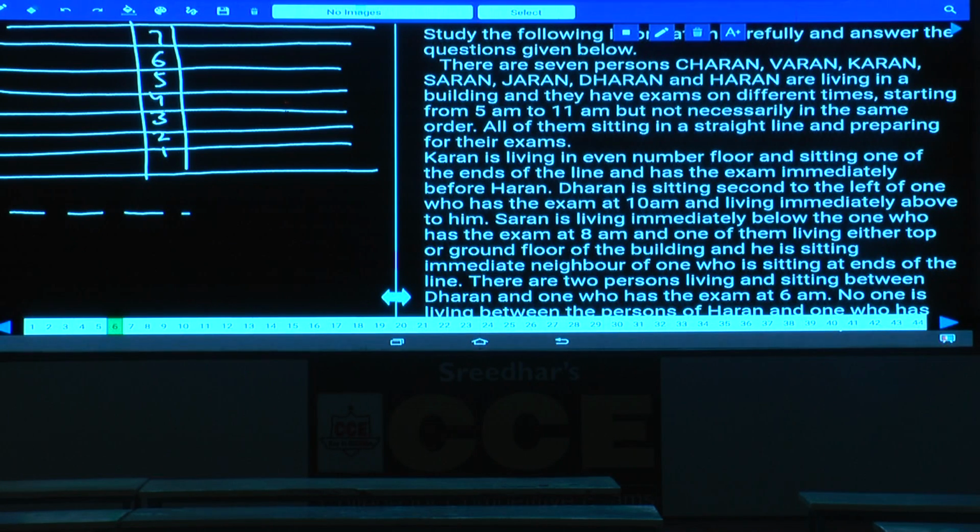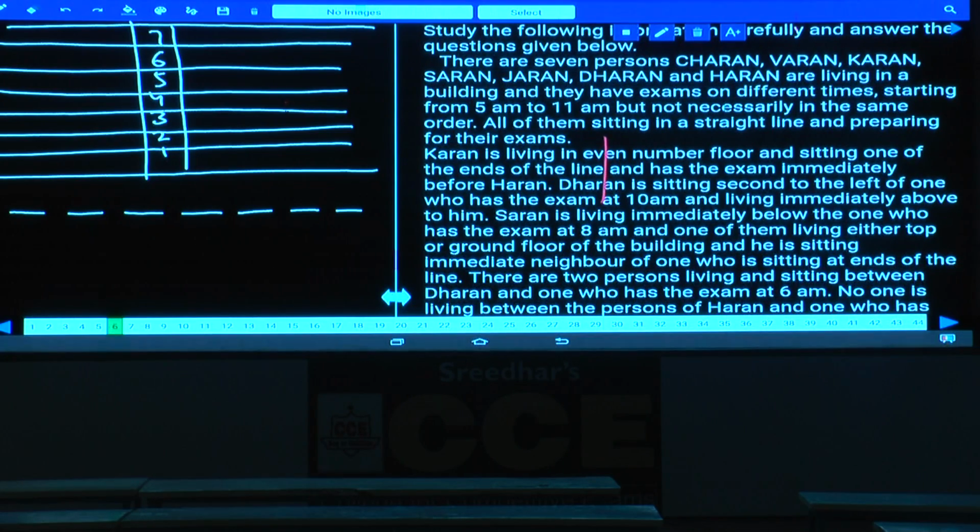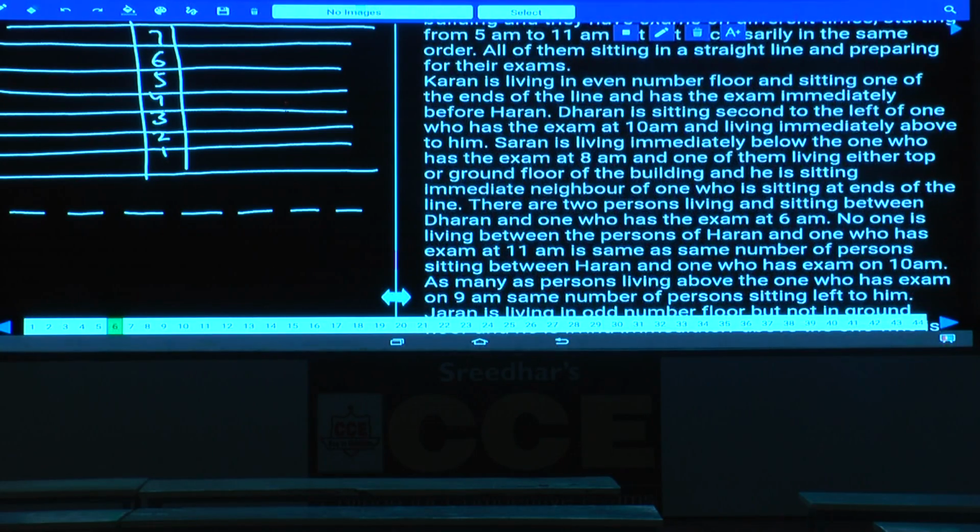Done with this? Then Karan is living on an even number floor. Now what about this Karan here? How many possibilities do we have? Karan can be either on the 2nd floor, 4th floor or the 6th floor. There are 3 possibilities in total. And Karan is living on an even number floor and seated at one of the ends of the line, the left extreme or right extreme. Karan can be here, among 1, 2, 3, 4, 5, 6, 7. Karan can be here.